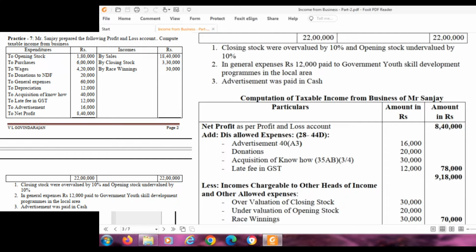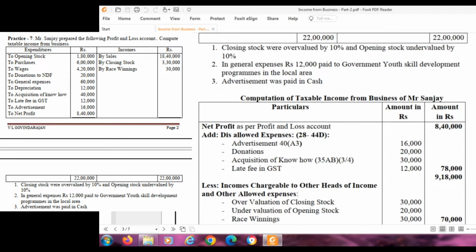First, let me see the adjustments. Closing stock was overvalued by 10%. See, what's the closing stock? 3,30,000. So this 3,30,000 was valued at 110%. It should be valued at 100%. So for 110%, 3,30,000 means for 100%, it will be 3 lakh. So the difference is 30,000. If we reduce the 30,000 here, it will affect the total, and the net profit will be reduced. So we have to deduct: less overvaluation of closing stock, 30,000.